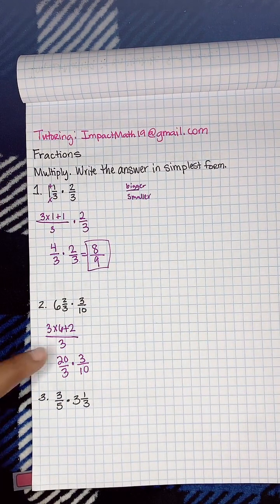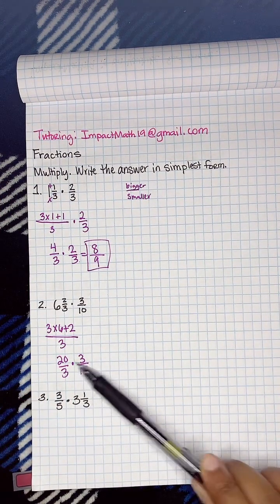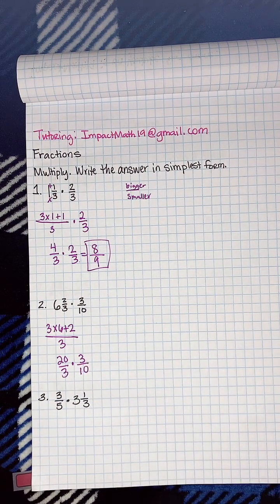Okay. Let's cross simplify here. So what can cancel out? Does anybody see what we can cancel out?